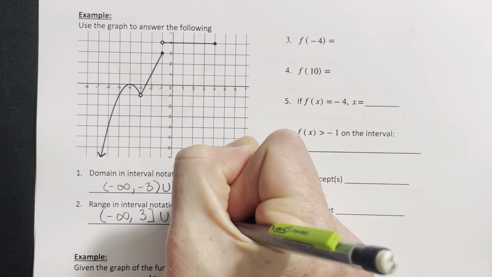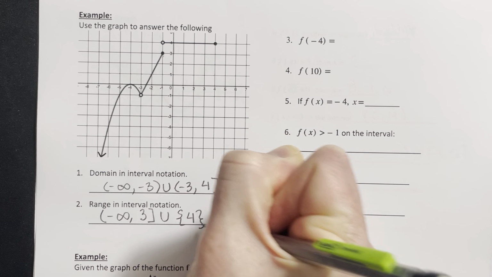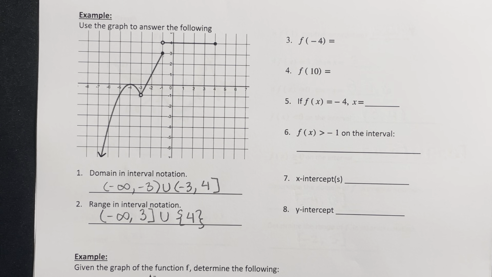So since positive 4 is just a singular value that exists in the range, we put it in these little squiggly brackets. We call them braces. And that's what we'll use when there's a single value.